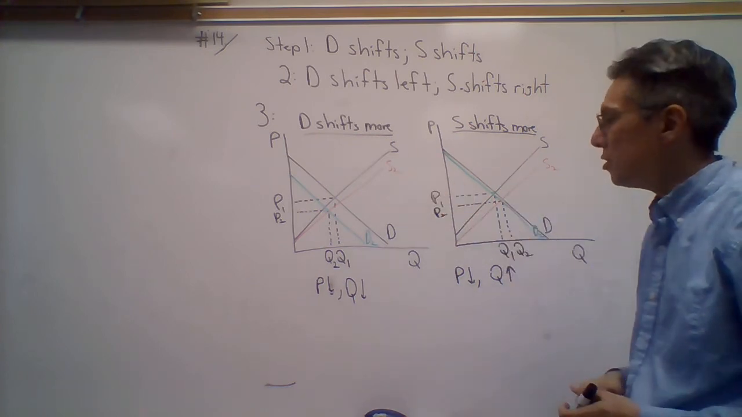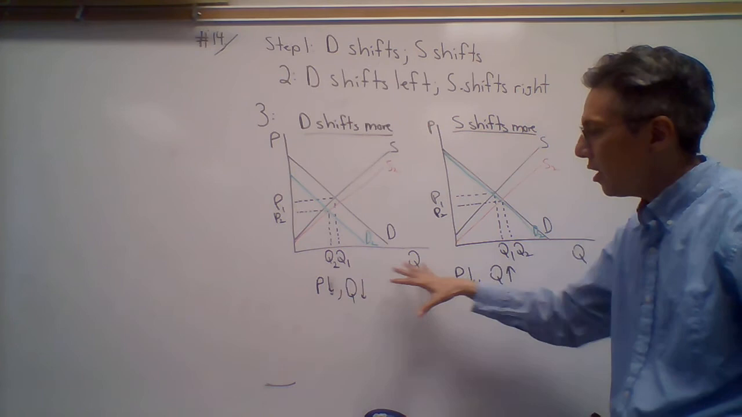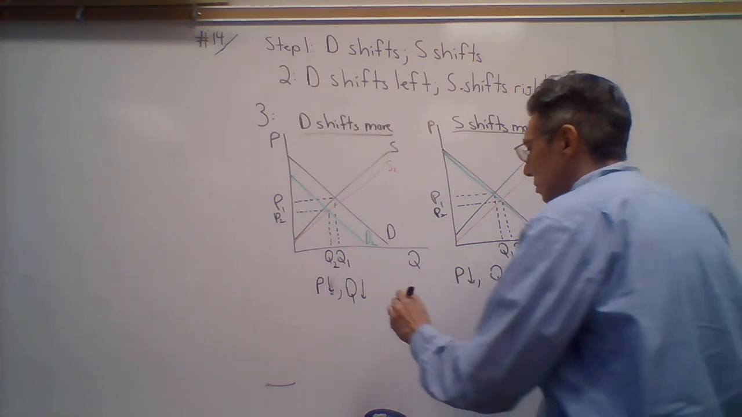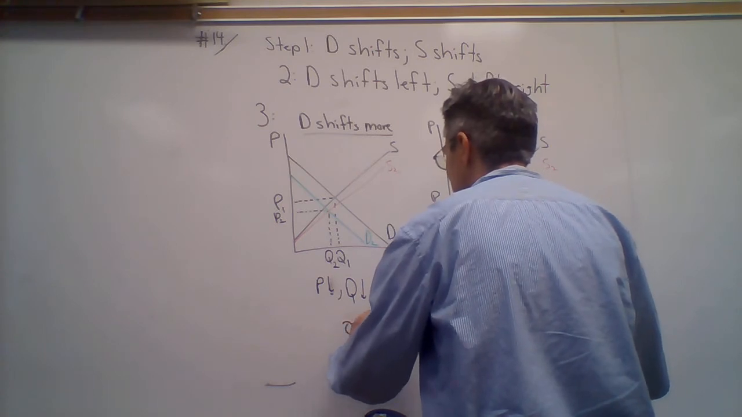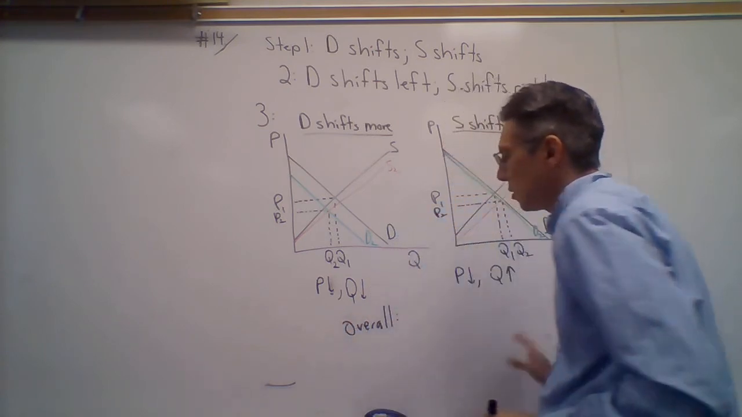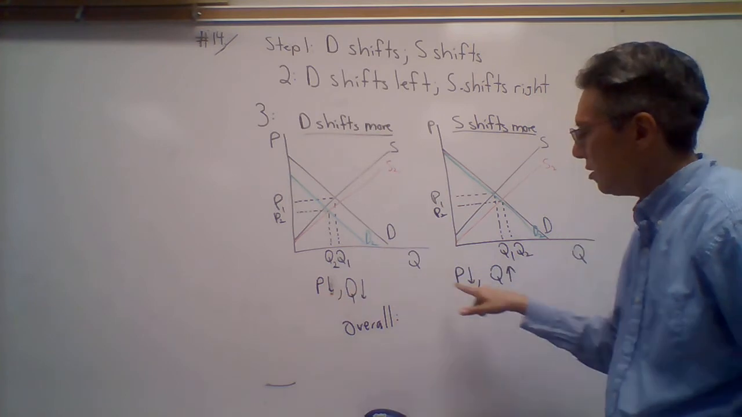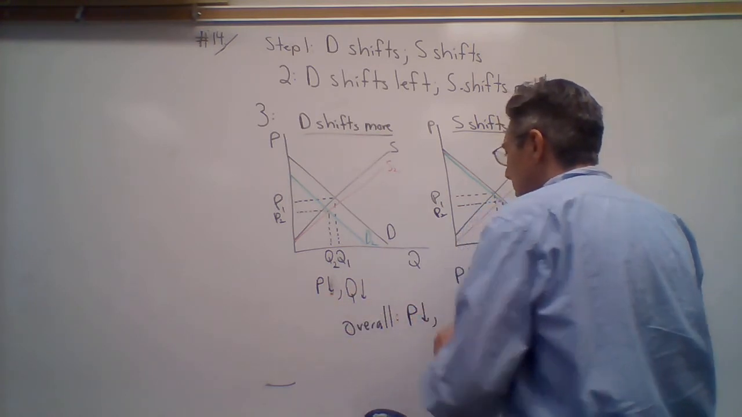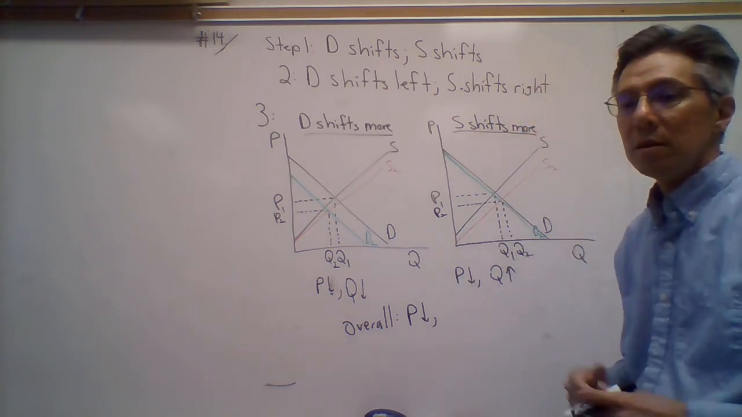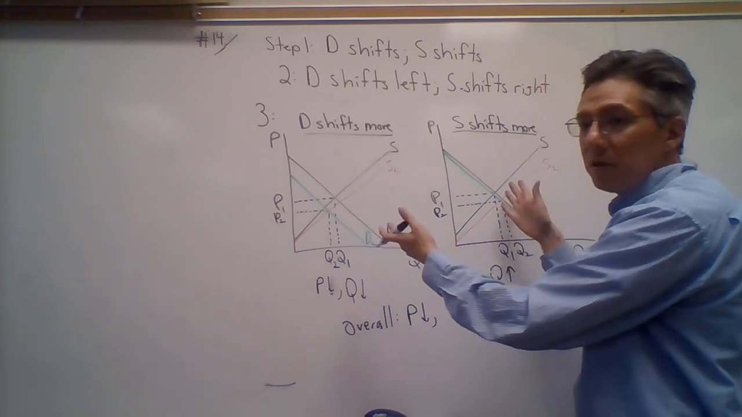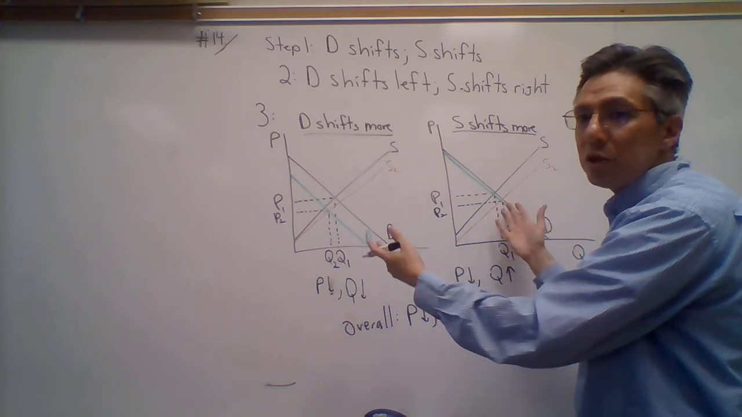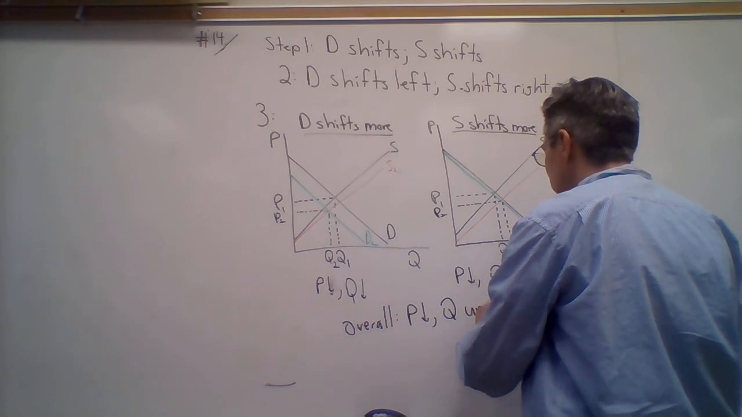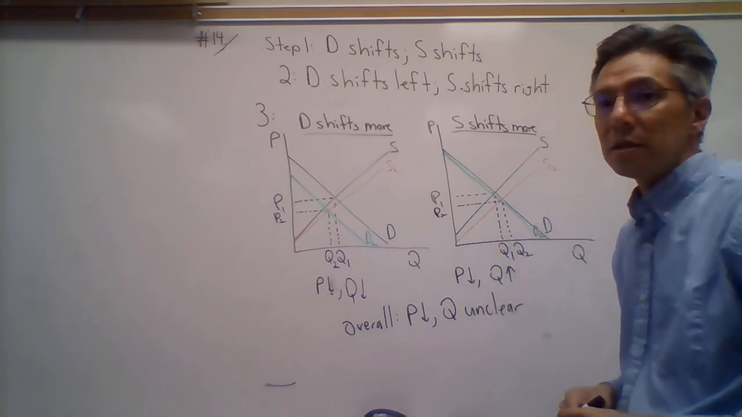So what do we notice here? In terms of our answer as to what happens to price and quantity, overall in both cases the price is falling, so we can say that. But in terms of the quantity, it depends on the degree of the shifting. We don't know which one is shifting more, and so the effect on quantity is unclear.